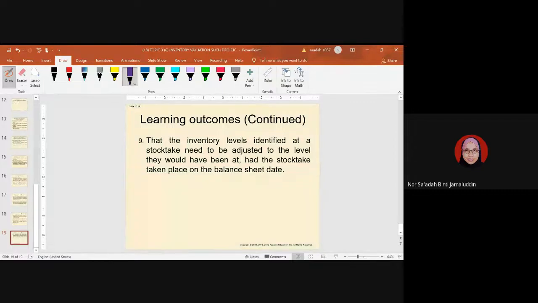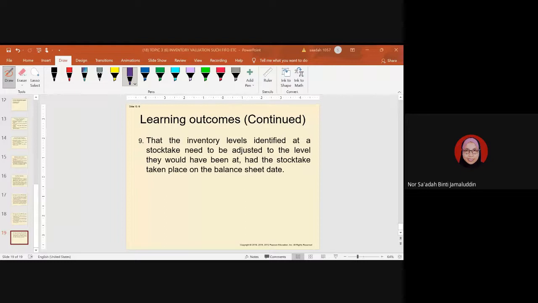Any other question? Ada soalan tak sebelum saya go to the question part? Ada soalan? Okay, tak ada soalan.